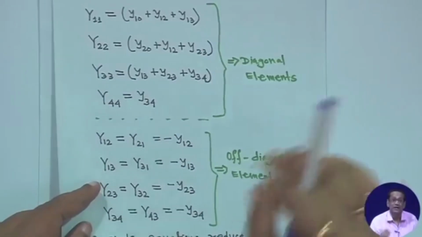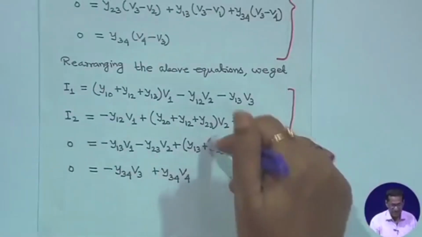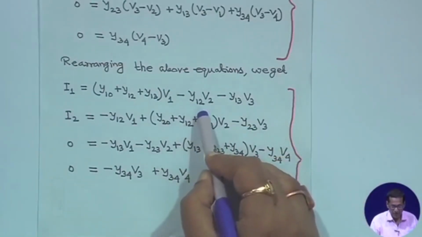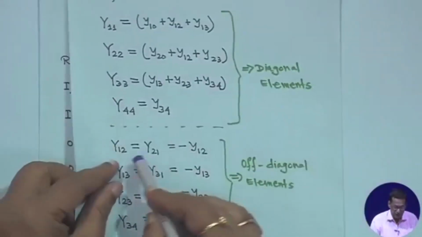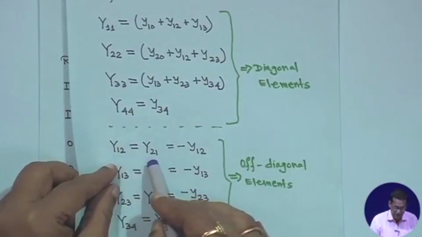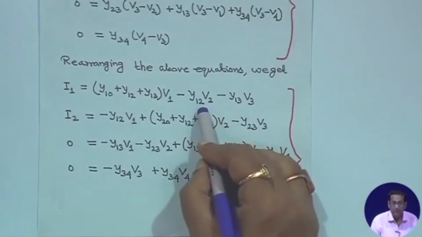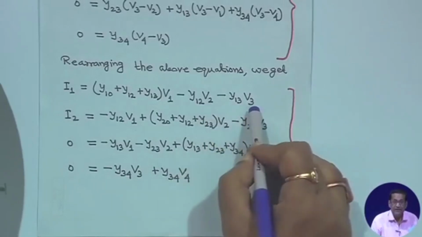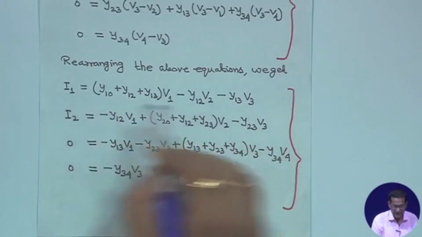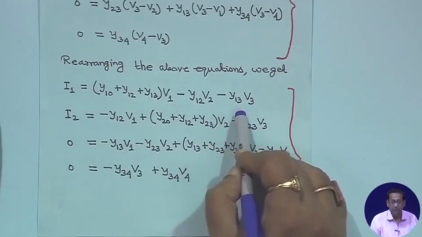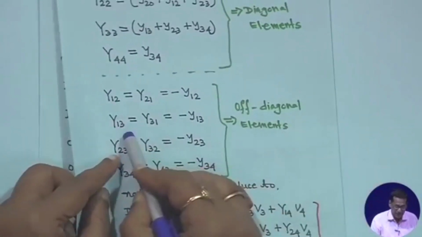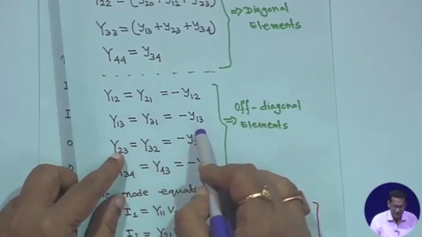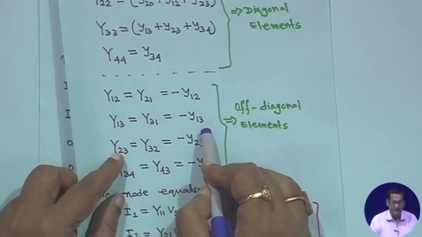Next you make the off diagonal elements. Whatever we have from this equation, y12: capital Y12 you define, and capital Y12 is equal to capital Y21 is equal to minus small y12. Similarly, this is V3, so it is y13: capital Y13 is equal to capital Y31 is equal to minus small y13.